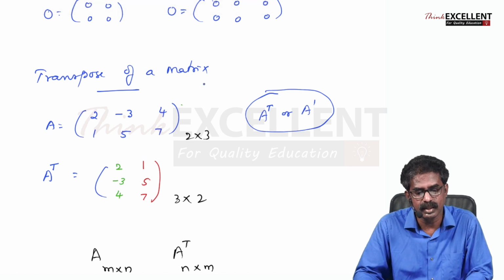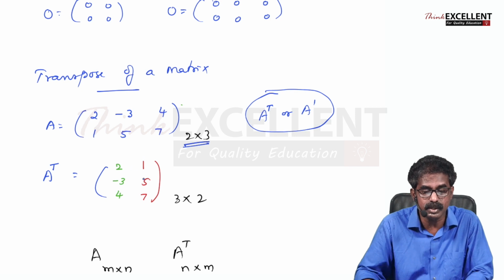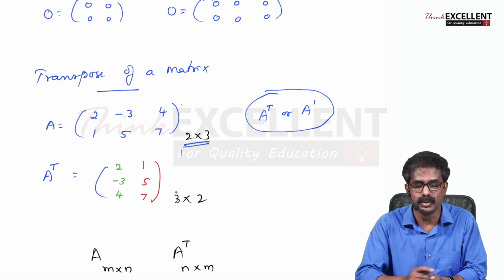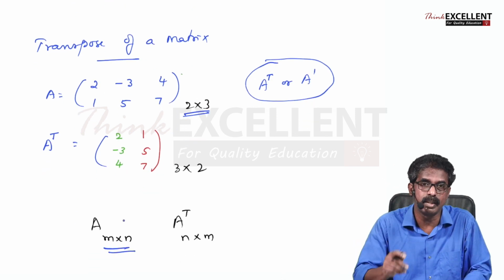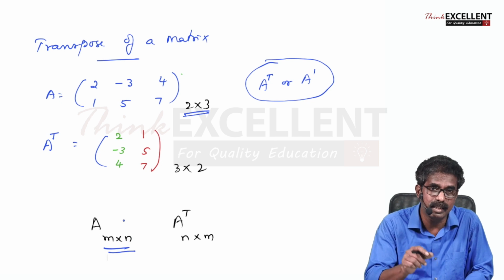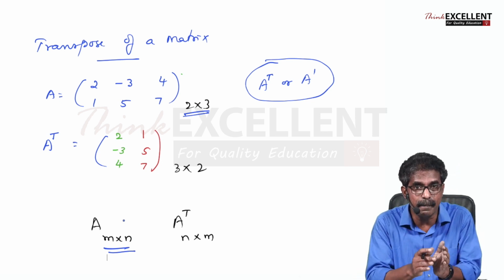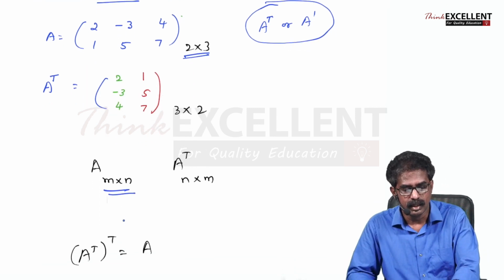See the order. A's order is 2 by 3, right? 2 rows, 3 columns, 2 by 3. And A transpose's order is 3 by 2. It reverses. 2 by 3 becomes 3 by 2. So suppose A's order is m by n. What's the meaning of m by n? There are m rows and n columns. Then what is the order of A transpose? A's order is m by n. Then A transpose's order is n by m, right?